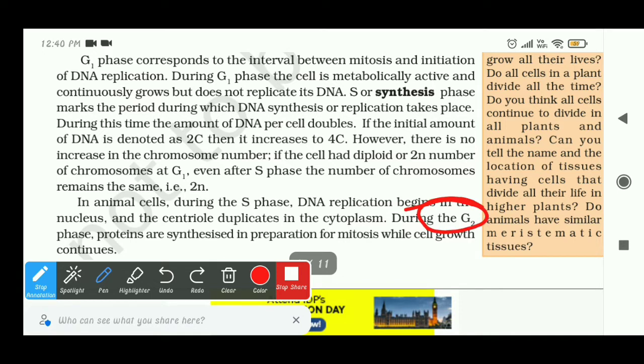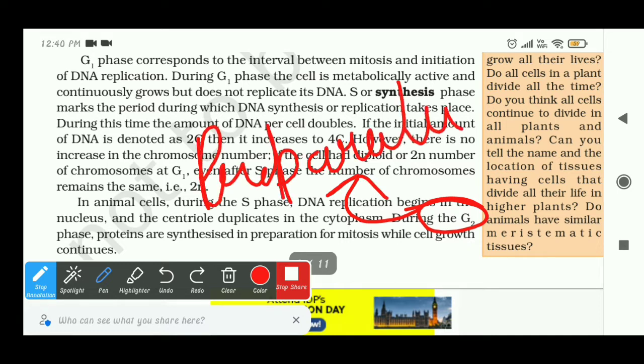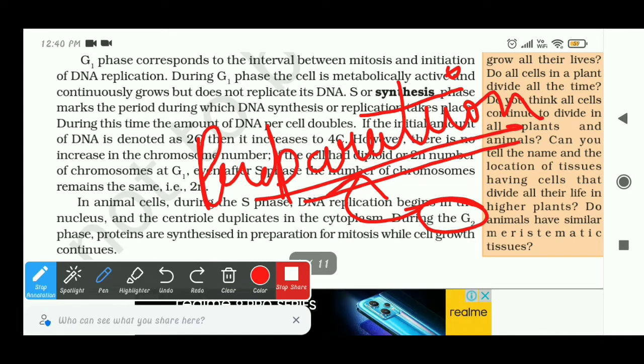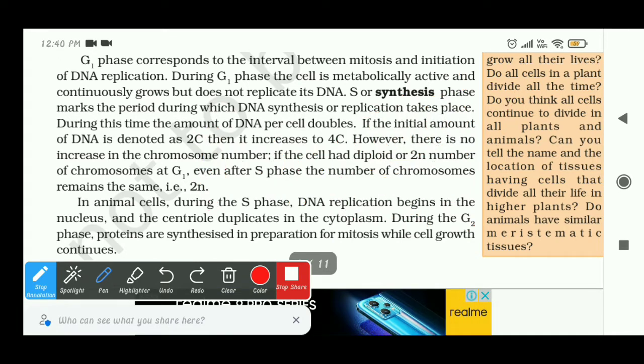Next we have the G2 phase. The G2 phase is the preparation phase. Here we have to prepare. How will we prepare? We will prepare by synthesizing the proteins for the preparation of mitosis, while the cell growth will continue.